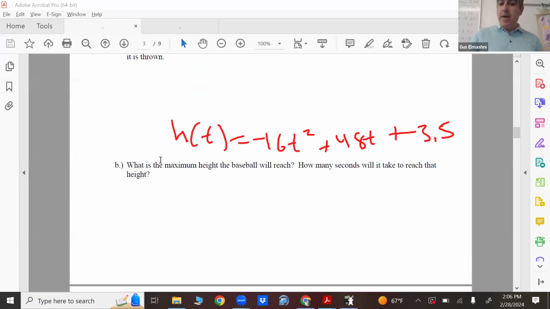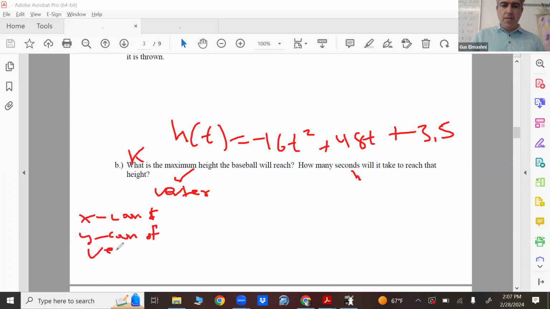The next one is, what is the maximum height? How many seconds will it take to reach that height? Okay, well, here's what you do. The max height is a vertex. So what is the max height? That's going to be k. How many seconds will it take to reach that height? That's going to be h. So what you need to do is find the x coordinate. I'm not going to use vertex form necessarily. Let's just do negative b over 2a. I think it's better for us.